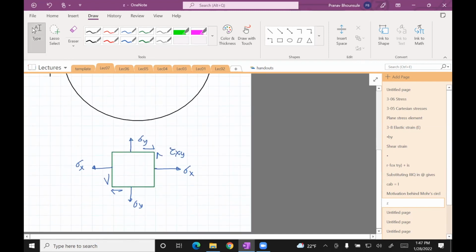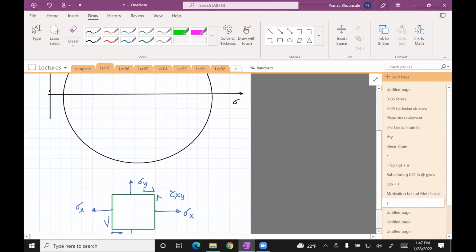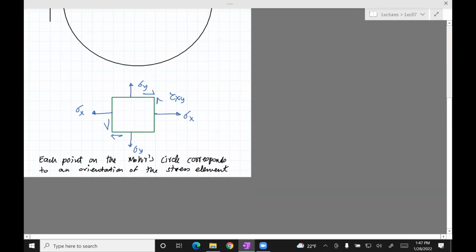So the key thing is each point on the Mohr's circle corresponds to an orientation of the stress element. Okay, so let's go ahead and figure out the maximum, minimum, and so on based on this.